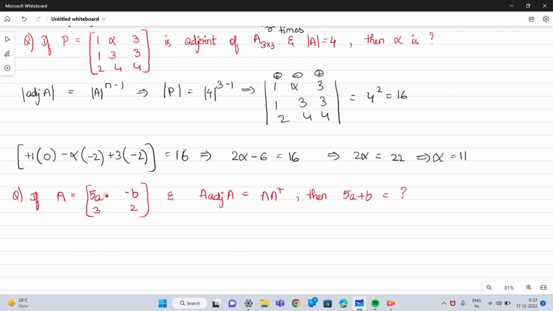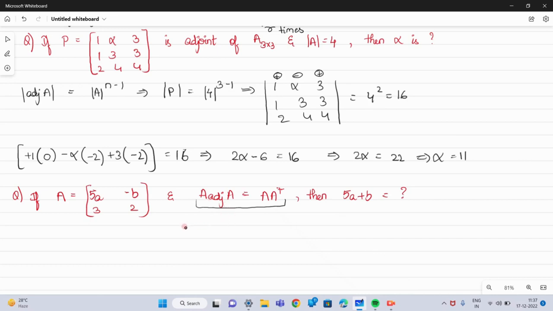In this question, a matrix A is given and also a relation or an equation is given, and we need to find the value of 5A plus B. So first we need to find the values of A and B. Let's take this relation in use. So here first we need to find the adjoint of A.